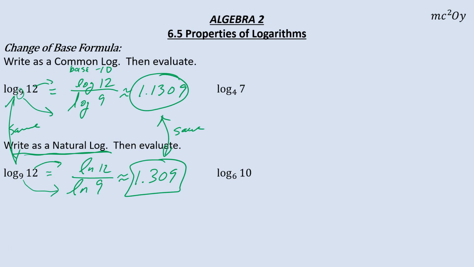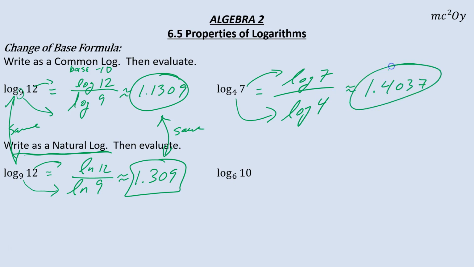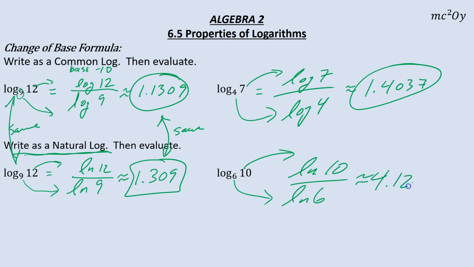Okay, we'll go to common log again here. So this is going to be log of 7 over log of 4. We divide those, we get 1.4037. Now if I'm going too fast, then pause it here. Natural log, just now natural log of 6 and natural log of 10.